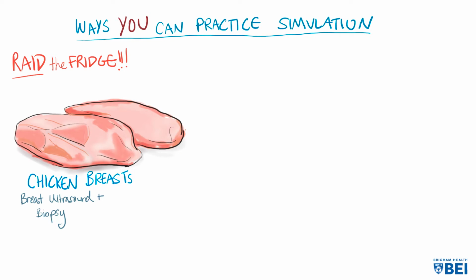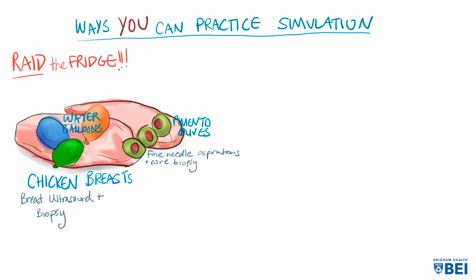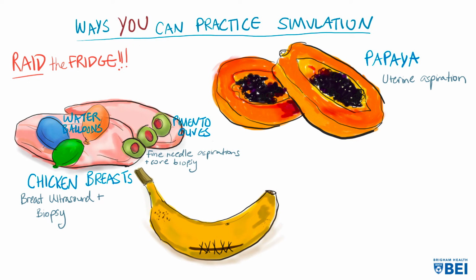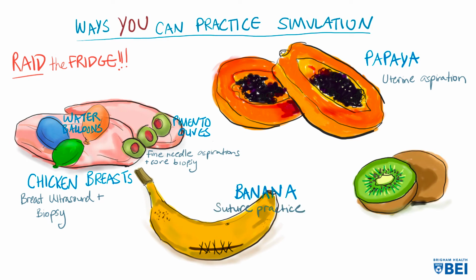And our chicken breasts are actually stuffed with water balloons and pimento olives to allow people to practice fine needle aspiration and core biopsies. We use papayas in a number of our OBGYN programs for uterine aspiration. Bananas are a really common fruit that people use for practicing suture, and we also use a lot of kiwis and tomatoes for punch biopsies.